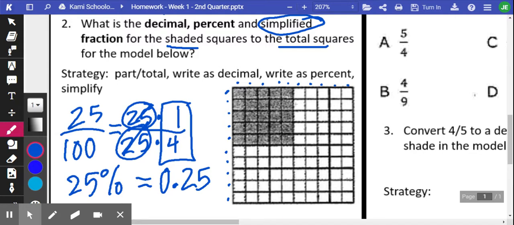The other part of the model is, instead of breaking it up into little tiny squares, we could also break this up into 4 corners. 1, 2, 3, 4. And then we have 1 shaded out of 4 total. So if we simplify that fraction, 25 out of 100, we're also going to get 1/4.